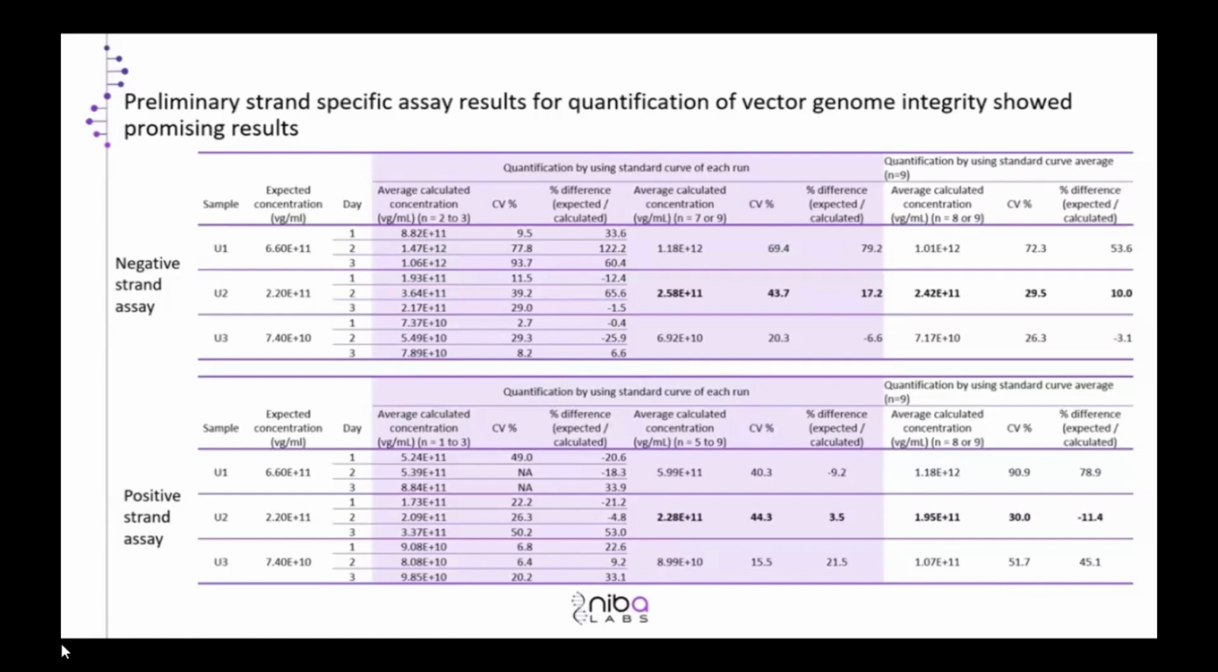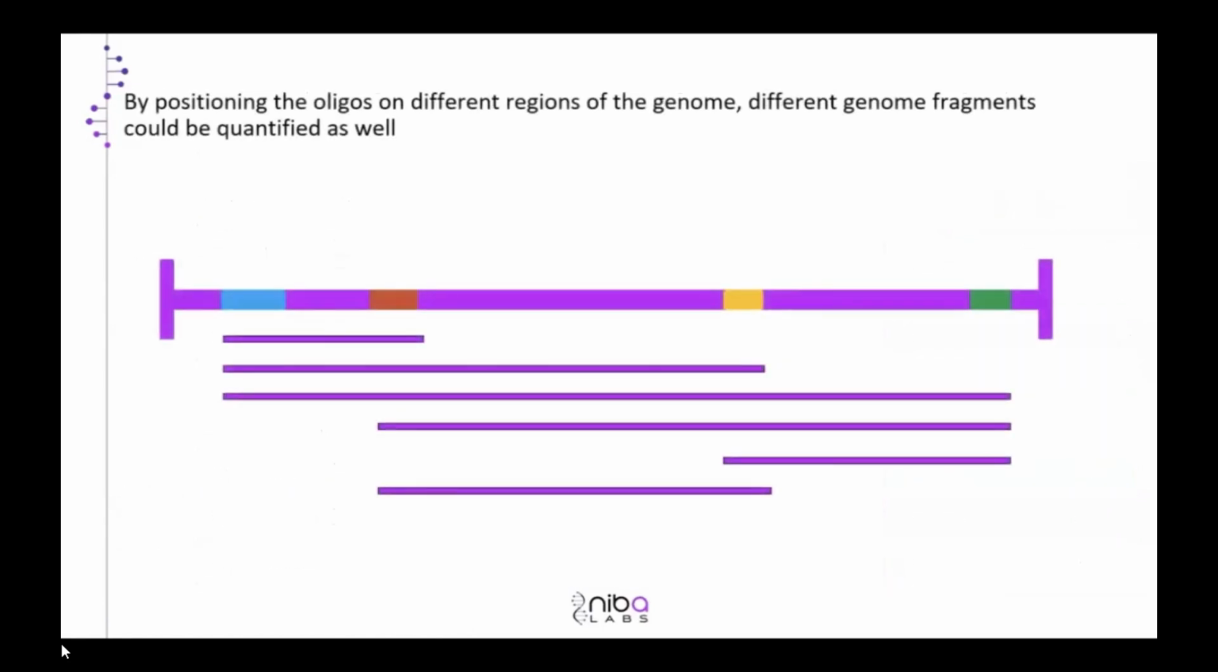But it's not just for full-length evaluation. If we position oligos on different regions of the genome, we could essentially make quantification of the fragments that might be present in those capsids as well. So definitely there are some very good starting points on which we could build with this assay.